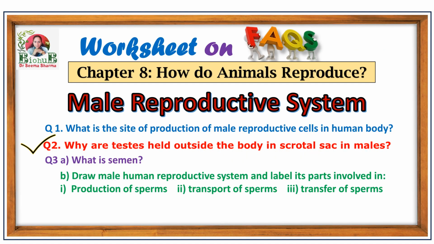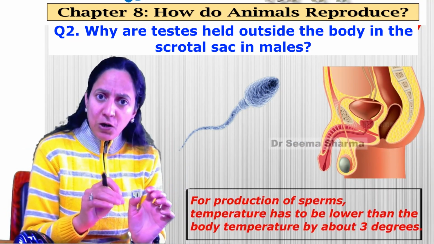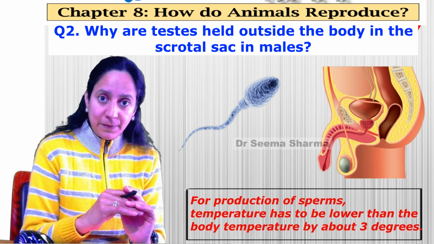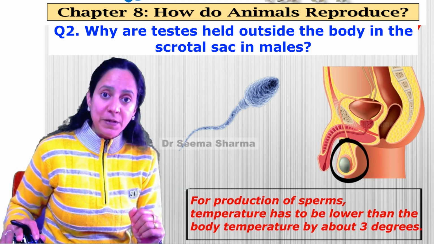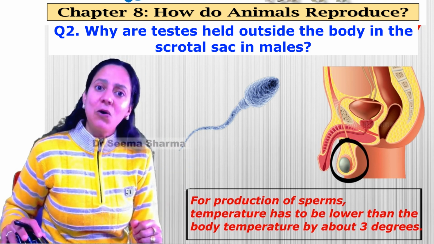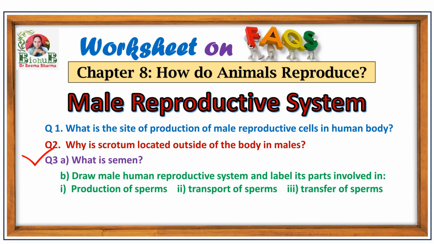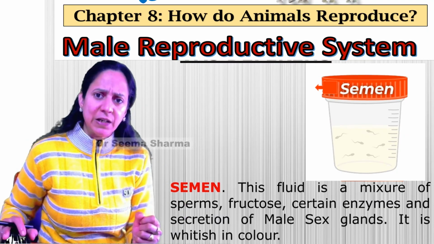Now I'm taking another question from the same worksheet. Why are the testes held outside the lower abdominal cavity in the scrotal sac? For the production of sperms, a temperature 3 degrees below the normal body temperature is required. That's why these testes are held outside the lower abdominal cavity in this special bag-like structure called the scrotal sac or scrotum. And this is question number 3, part A: what is semen? The mixture of fluids and sperms is called semen and it is whitish in color.